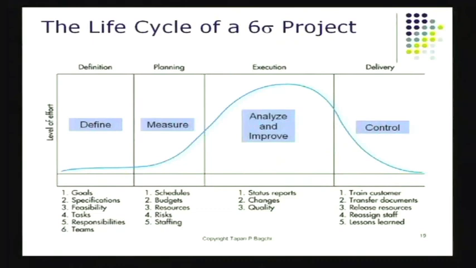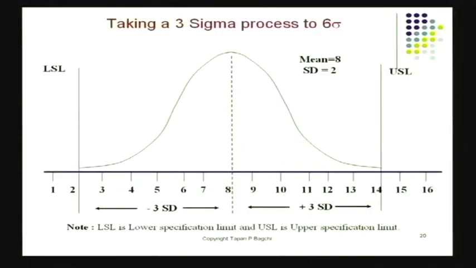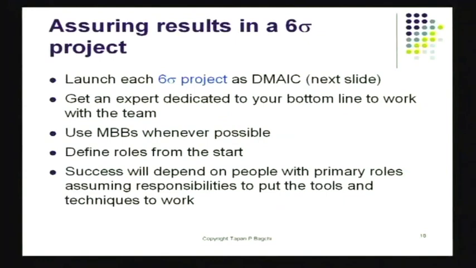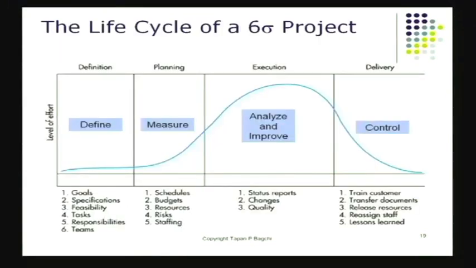Let's take a look at a Six Sigma project. How does it go? Every Six Sigma initiative has got to be launched as a project. And let's take a look at this project. It's got a define phase, then you've got a measure phase, then you've got an analyze phase, then you've got a control phase. And they are there just like a regular planning project.